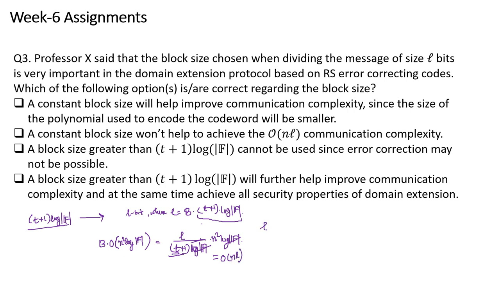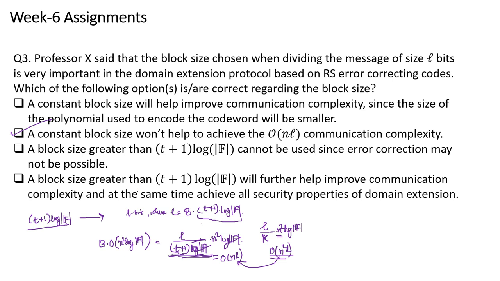But if we replace this block size with some constant, say k, and then there is n square log f, we don't get rid of this n square term, there is some constant present, so it will be like order of n square times n. But to get order of NL complexity out of this, we need a block size like this. That's why a constant block size won't help to achieve the order of NL complexity. A block size greater than t plus 1 log f cannot be used since error correction may not be possible.